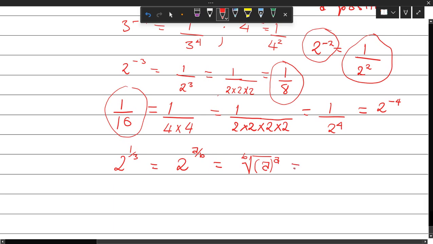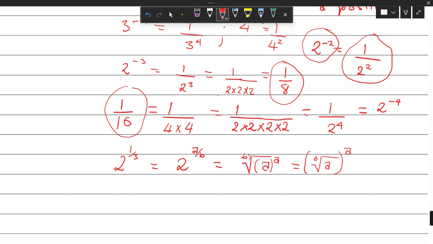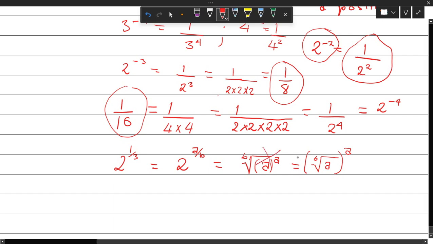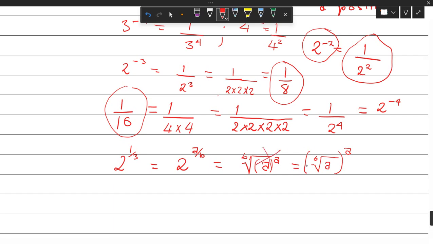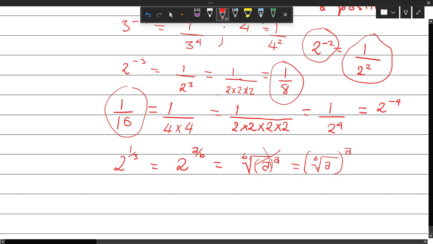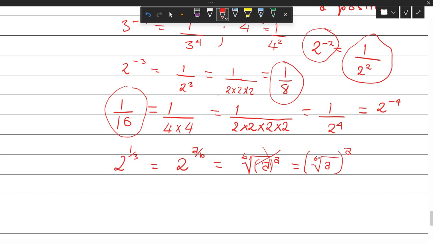Or better still, you can write it like this. You write B here, then there is the 2 here, then you put everything in brackets, power A. I think this one looks better, so we can cancel the other one, because other people may be confused. So this is the way you express your answer.